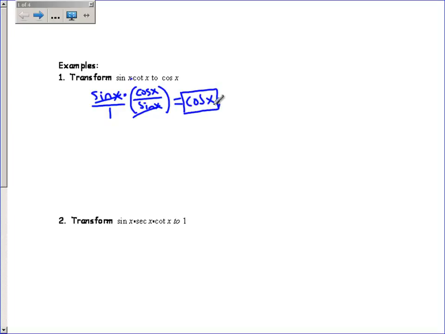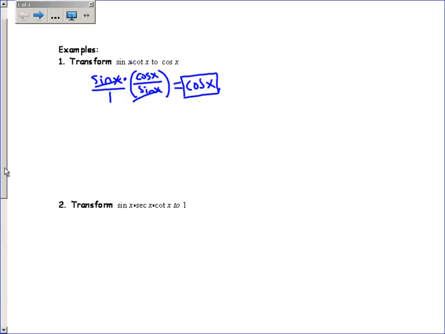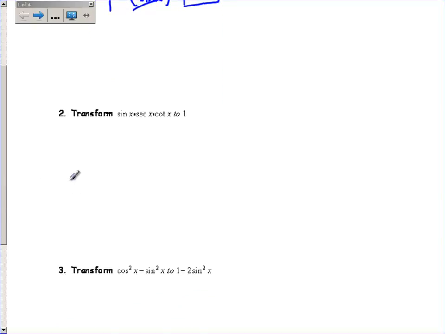We're heading into proofs. This isn't quite proofs yet. This is just simplifying, but we're heading into proofs. We're just practicing basically using the formula chart.